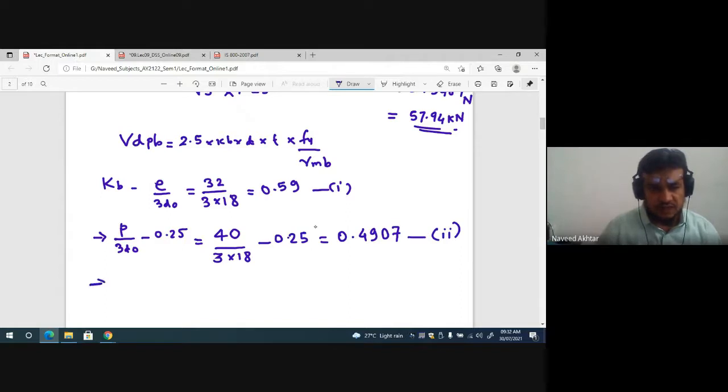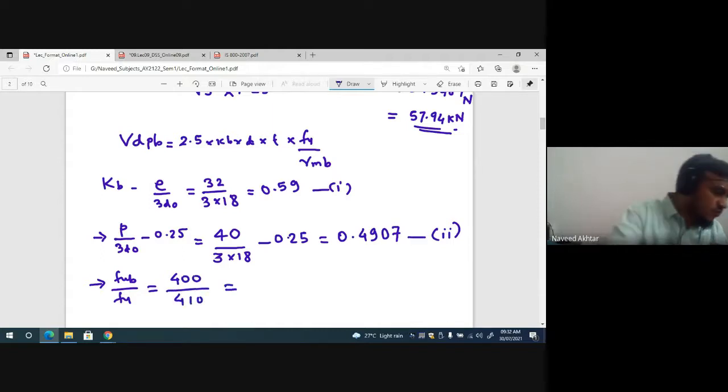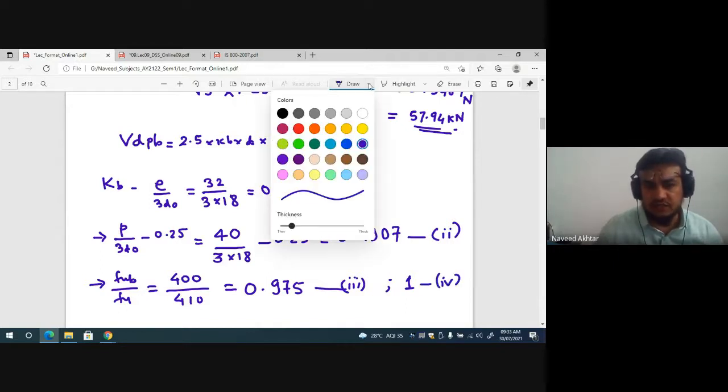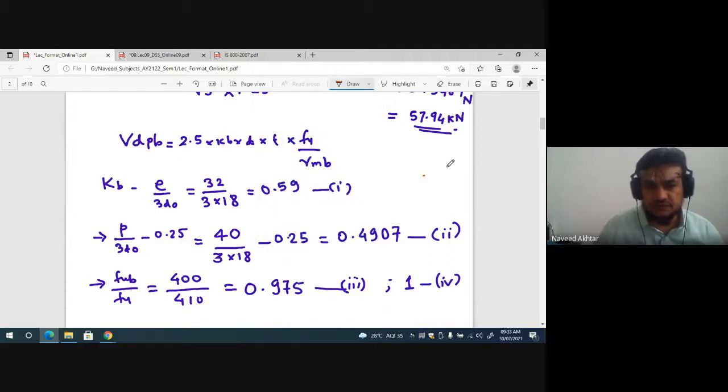Then you have to find out the third value of kV, which is FUB upon FU, and FUB is 400 and FU is 410. So 400 divided by 410 is 0.975. This one is your third value, and the fourth value is 1. So among all these four values, which one is minimum? You can say the second value is the minimum of all the values.